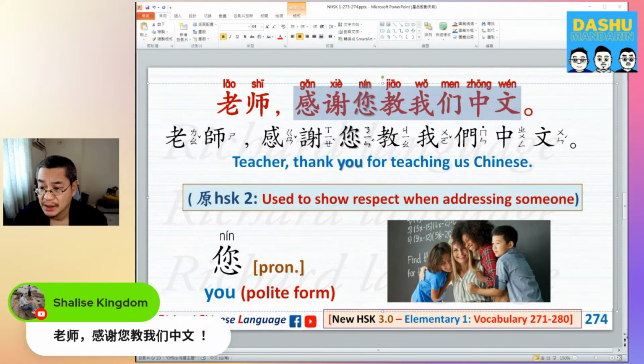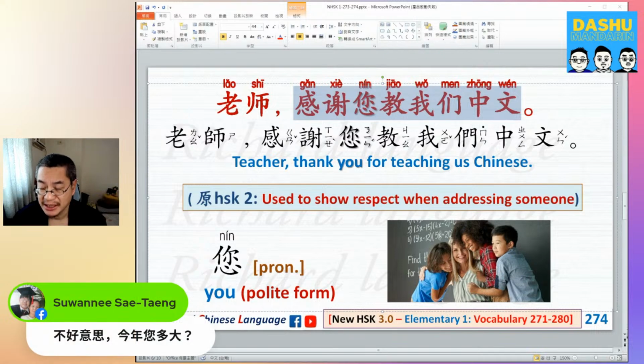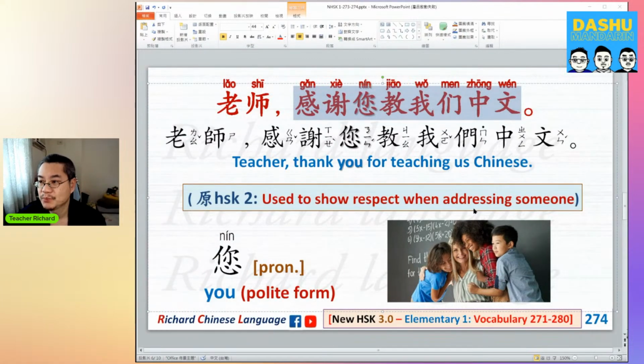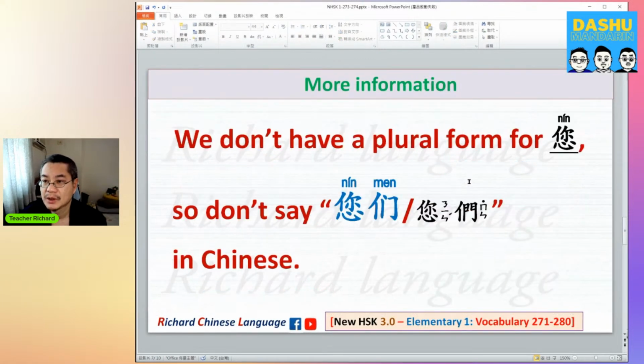Okay. 不好意思，今年您多大? You can say this sentence because you're asking someone's age, and the person is maybe older than you. So you will say 您多大? Okay. 感谢您教我们中文. So more information here.